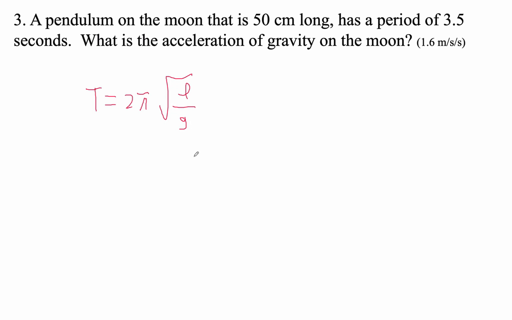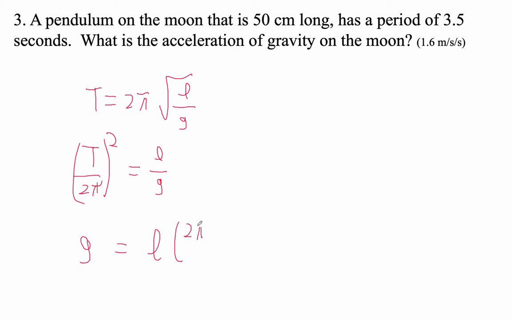It cannot be solved for as is. Okay, I think our next step is T over 2 pi, squared, is L over g. Okay, now we're solving for g, so g is equal to L times 2 pi over T, squared.